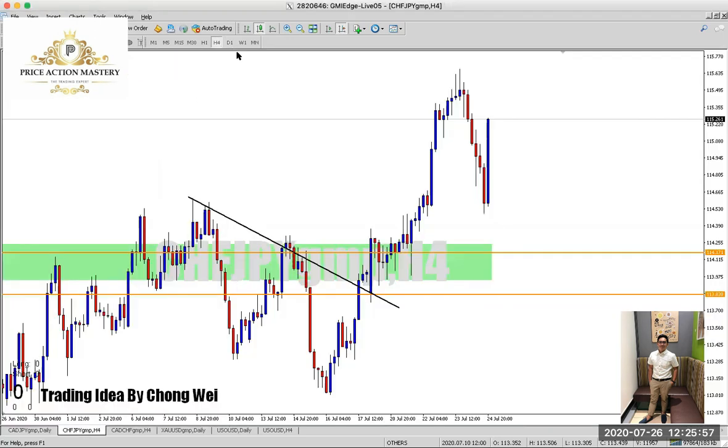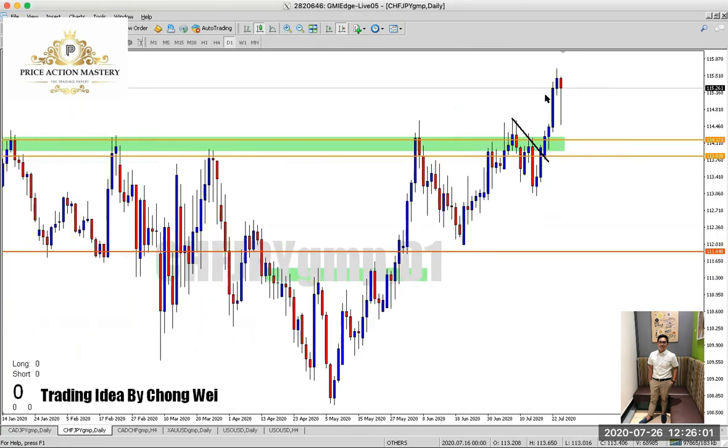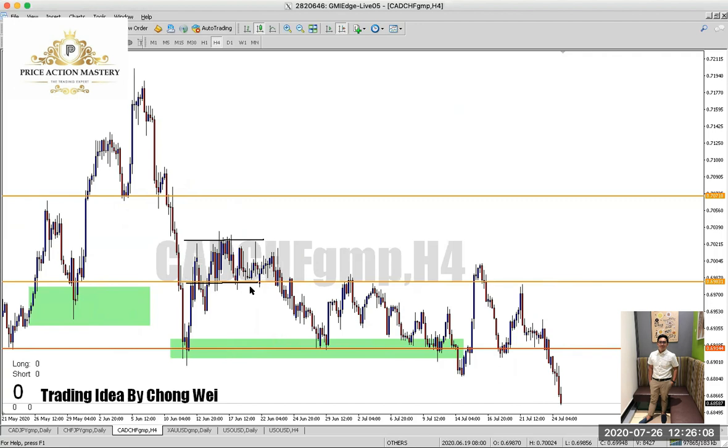Okay, the next will be Swiss franc yen. Very clear upside: wait for the drop, then go in for a buy. Okay, next will be CAD yen. Okay, CAD Swiss franc.